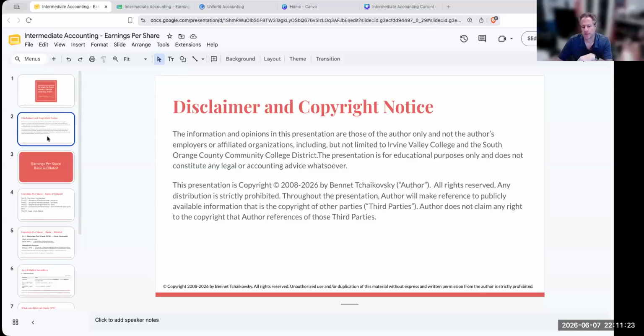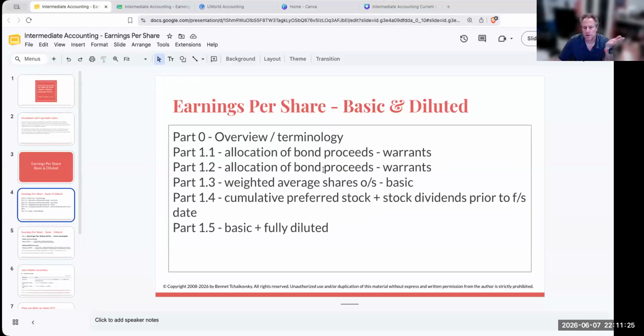Hello, everybody, and welcome. We're going to go ahead and take a look at another question today from earnings per share. This is going to be allocation of bond proceeds when we know the value of the bonds, but not the warrants.